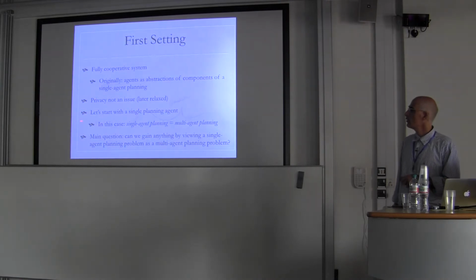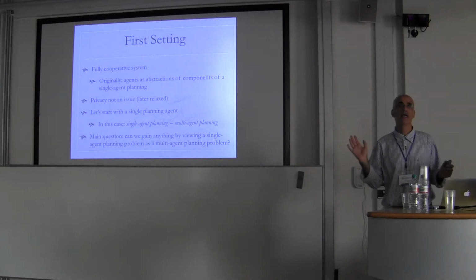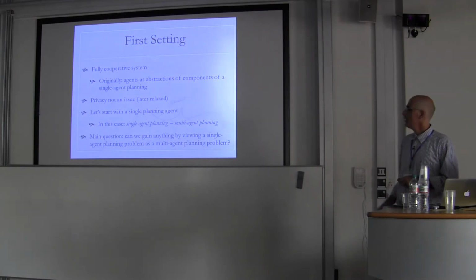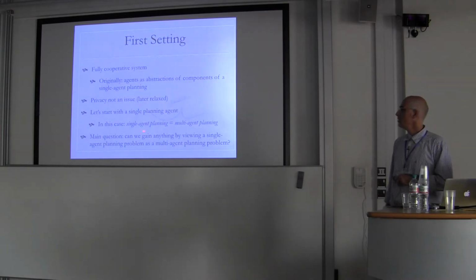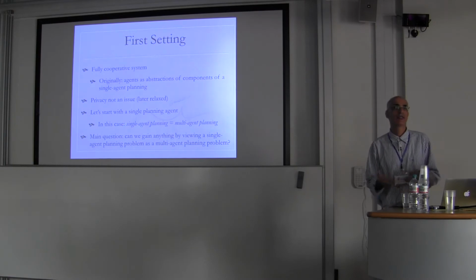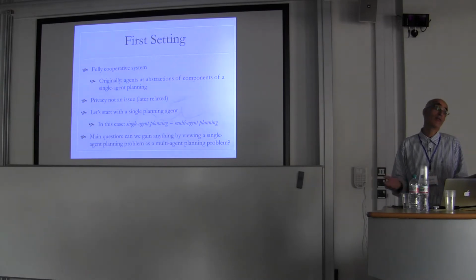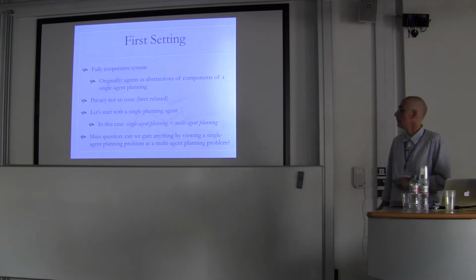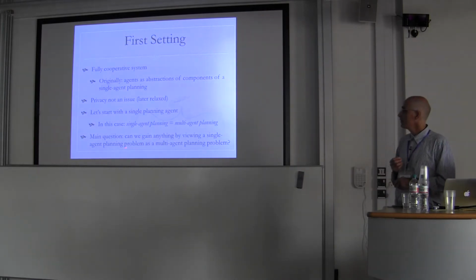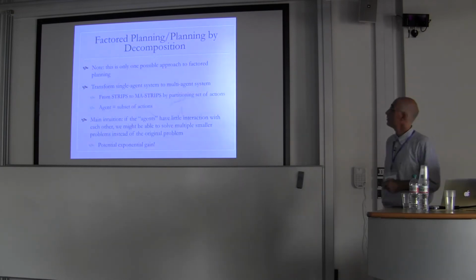And we're going to start with the assumption that there's a single planning agent, okay? But if there is a single planning agent, then single agent planning is the same as multi-agent planning. What's the difference? The single agent gets all the information from all the agents, so it's basically solving the logistics problem. Nothing new here. And the main question is, if we look at it as a multi-agent planning problem, can we get anything from that? Is there any benefit to that?